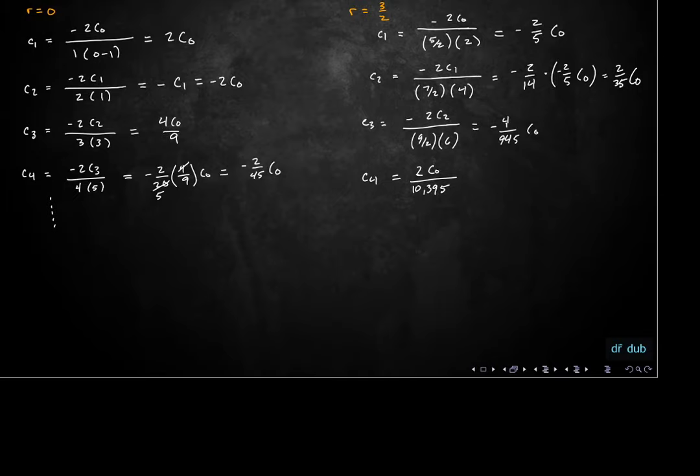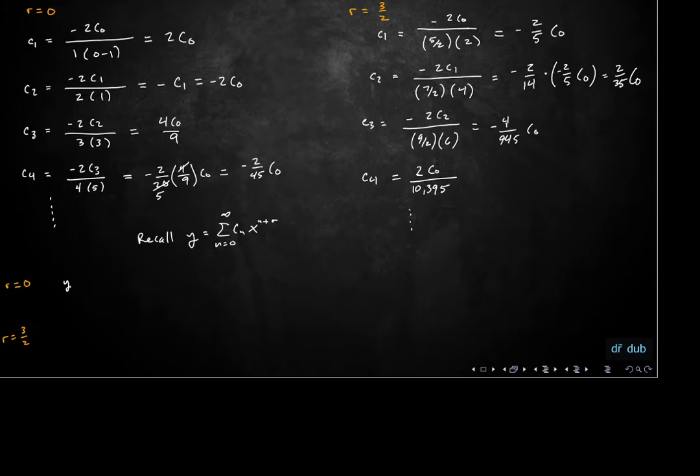Etc. So the first set of solutions, recall, we had y equal to some series from 0 to infinity, c_n x to the n plus r. Now our first solution is going to be with r equals 0. We get our first solution. And for the second one, r equals 3/2, we get our second solution. So let's look at the two solutions now, if we write them out explicitly.